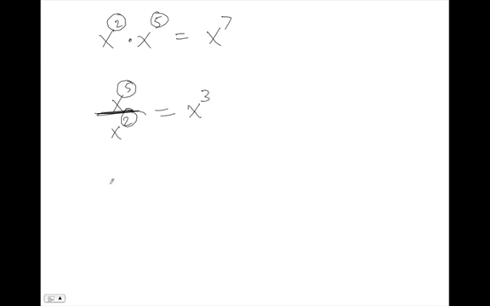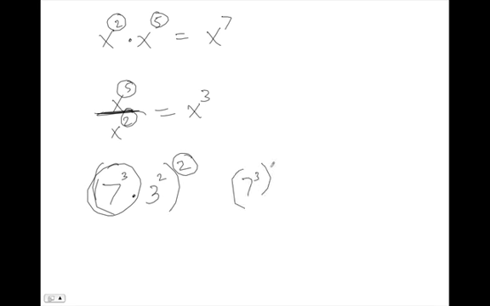You can even do this with numbers, right? 7 to the third times 3 to the second, all squared. You can't put these together; they don't have the same base. All we can do is square 7 cubed, times square the other guy, 3 squared squared, which becomes 7 to the sixth times 3 to the fourth. And I could keep going with that if I wanted to.